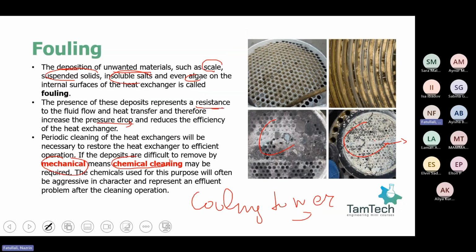So up to this part, we covered most of the important topics about heat exchangers. If you have any question, you can raise it right now. If you don't have a question, we will move to the case study. I can see the chat actually.